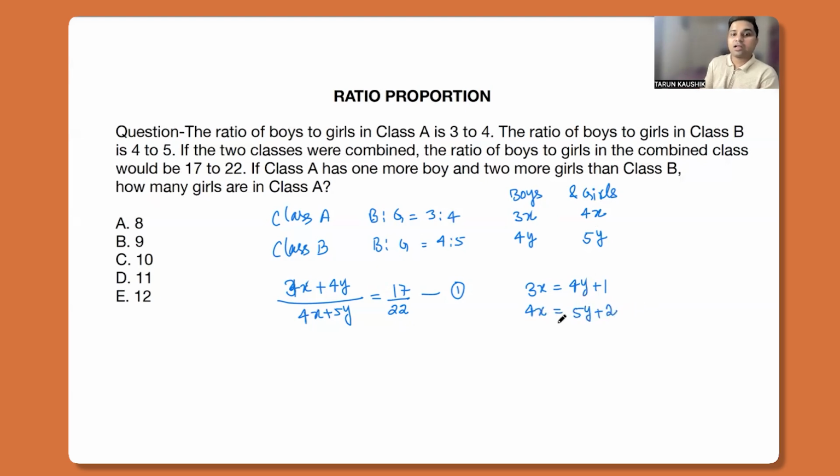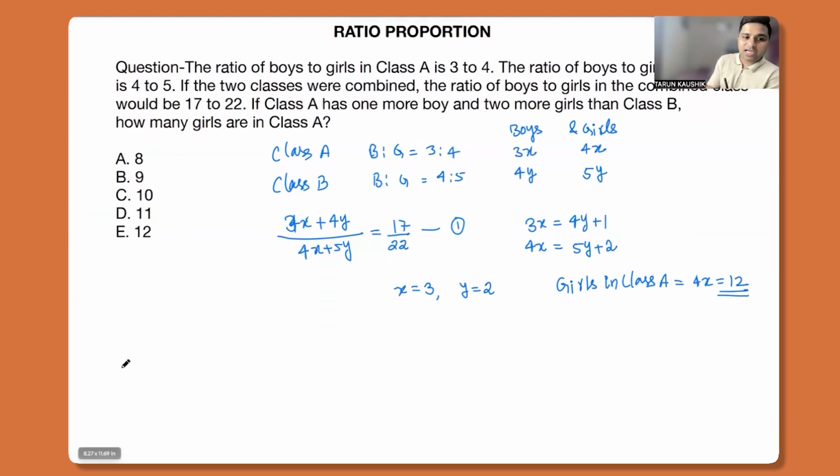Now I can see there are variables x and y. I have to solve it, which will be a slightly time-consuming process. If I invest a lot of time and energy in solving it, after a lot of time, I'll get x equal to 3 and y equal to 2. Then I need to find out the girls in class A, which was 4x. So that gives me the answer as 12. So here we could see that with the help of the variables, it might consume a little bit more time.